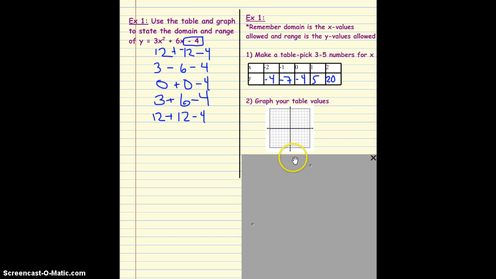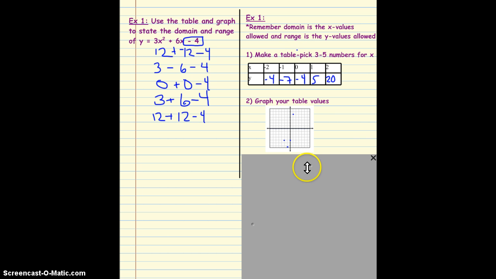So I've got my graph set up. All right, so let's see, my x is -2, so I'm going to go to the left, -2, down to -4, there's my first dot. Next one, -1, -7: -1, then down 1, 2, 3, 4, 5, 6, 7. 0, -4, right in the middle. Go across to 1, up to 5. And then 2, 20: 20 certainly doesn't fit, it's probably way up here.